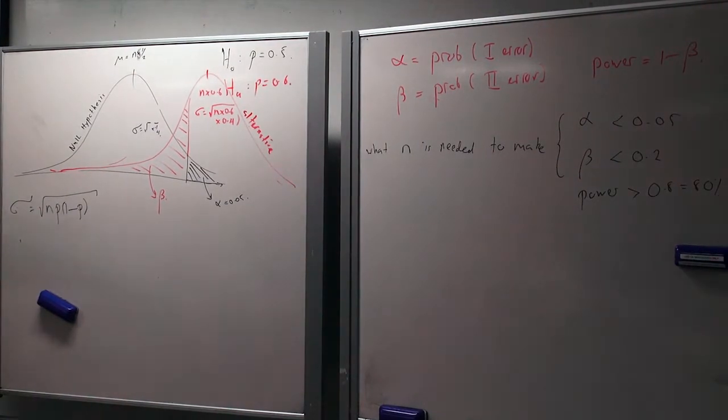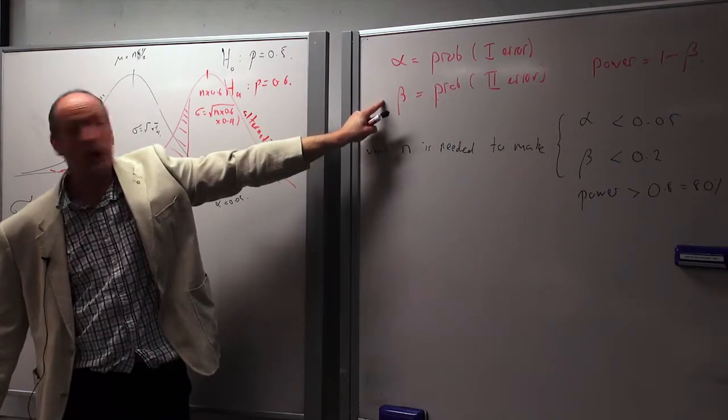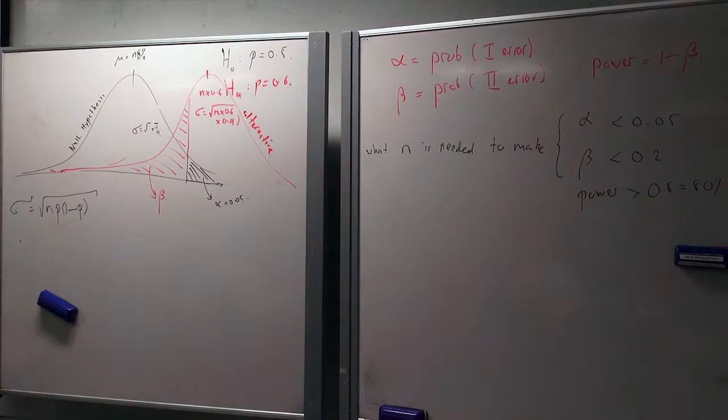We talked a few weeks ago about getting alpha down to 0, but that bites you because beta goes up, and beta down to 0 because then alpha becomes 1. There's a trade-off between these two things, but what I'm trying to show you is that more data gives a smaller alpha and beta.